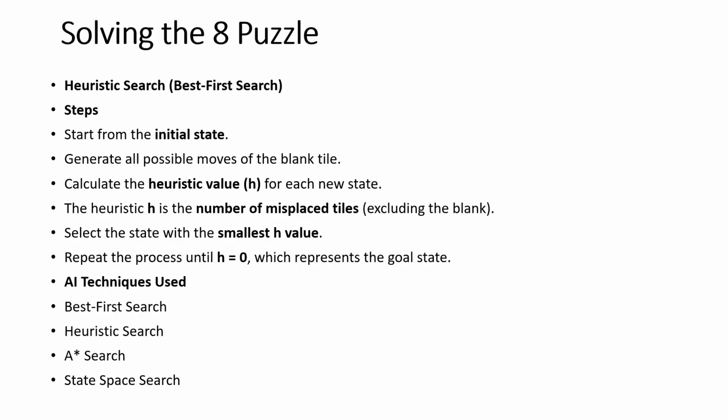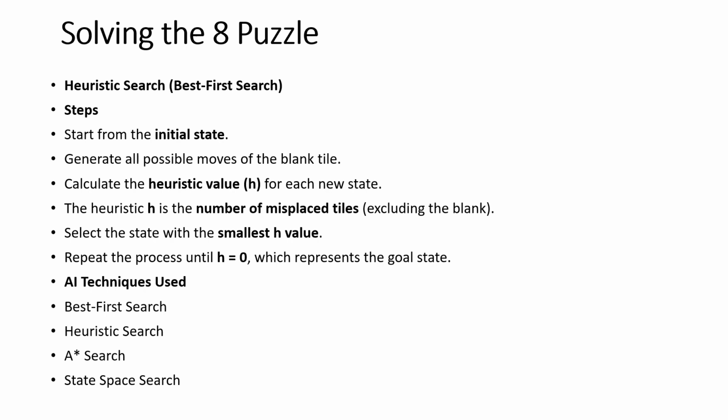And the steps we need to follow: first, start from the initial state. We need to understand what the initial state is in the first statement, and generate all possible moves for the blank tile. There is a particular condition we should follow with the help of the blank tile. The next step is to calculate the heuristic value for each new state. For each new state, we have to calculate the heuristic value.